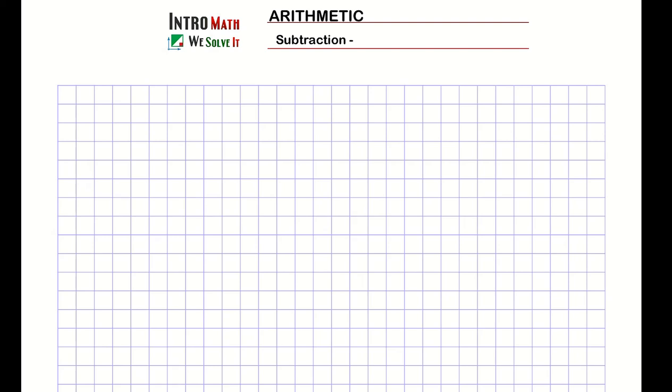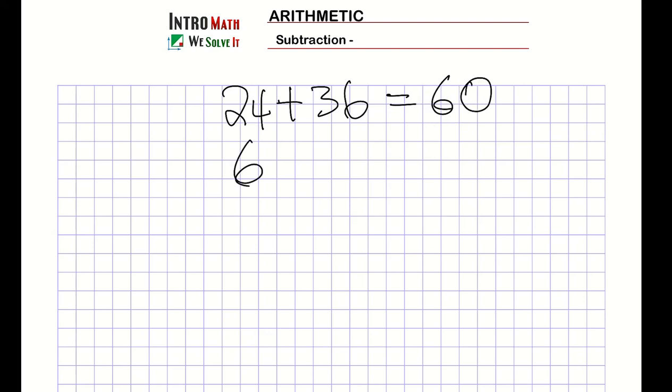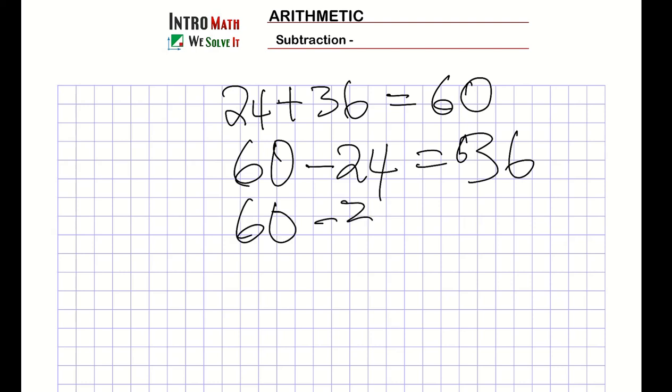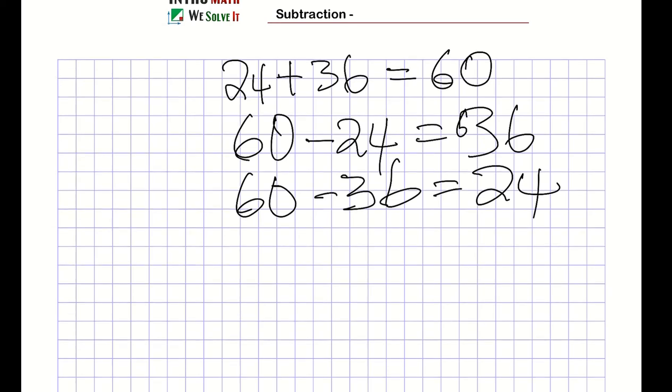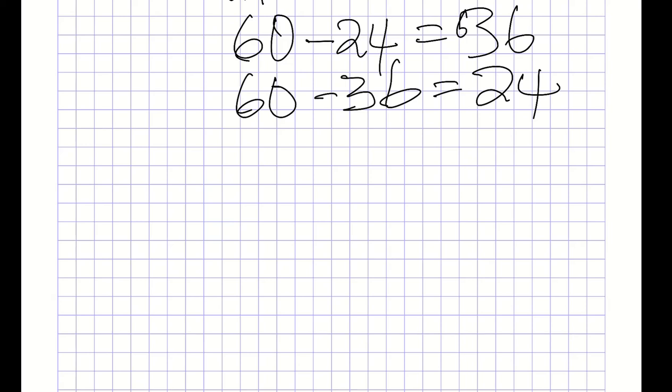For example, let me give you an example. You remember during the addition we said 24 plus 36 is equal to what? It's equal to 60, right? That's what we said. That's the result. But check this out. If you say 60 minus 24, you get 36. If you say 60 minus 36, you get 24. So subtraction undoes what addition did, right?